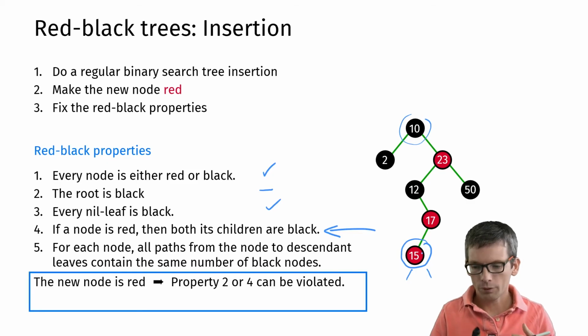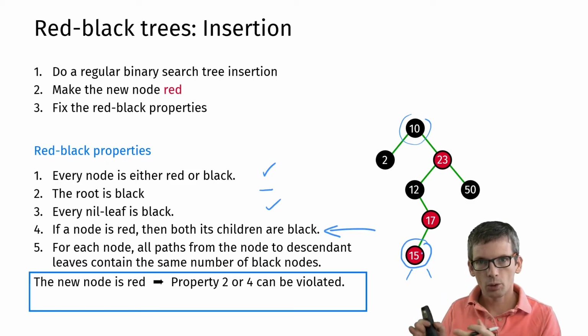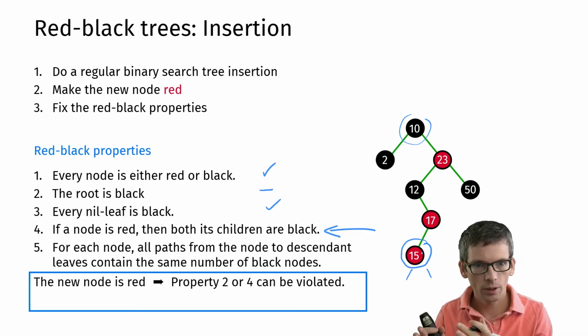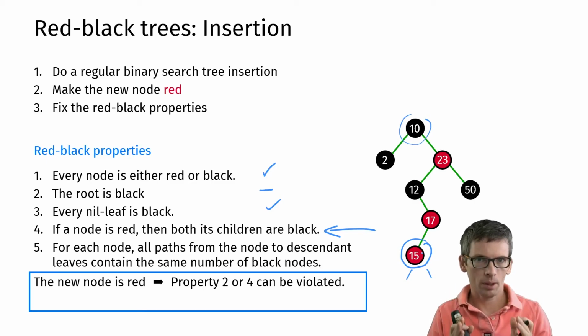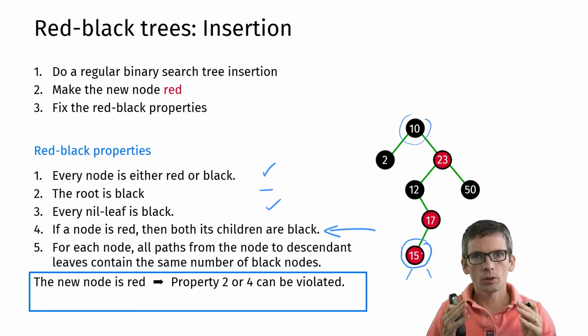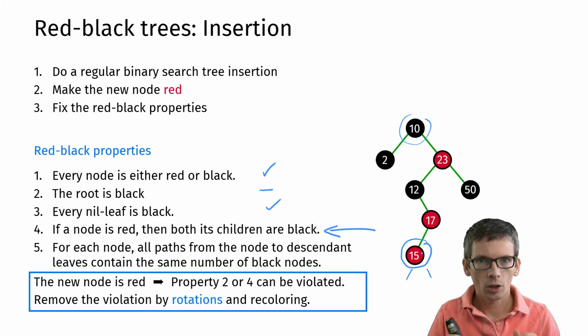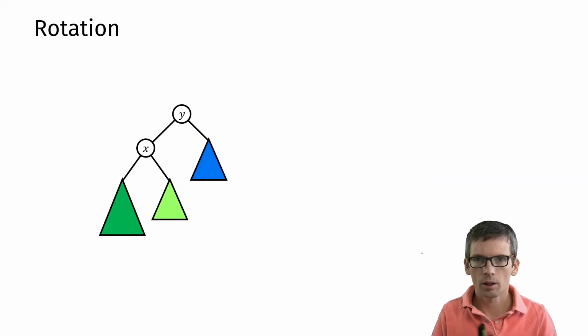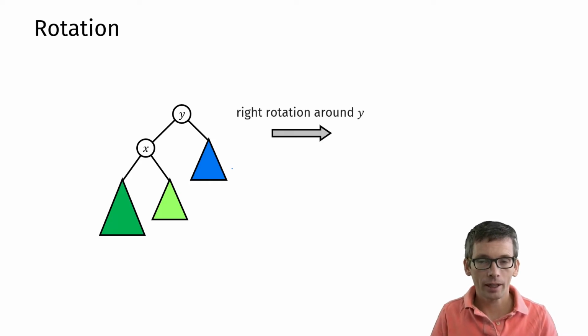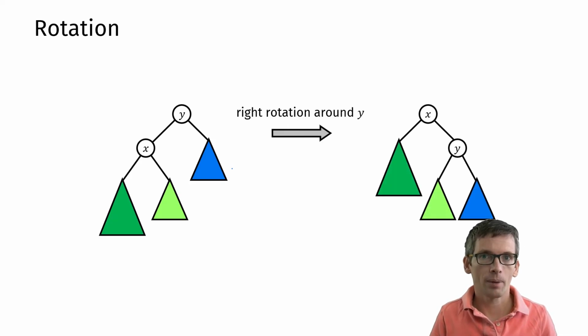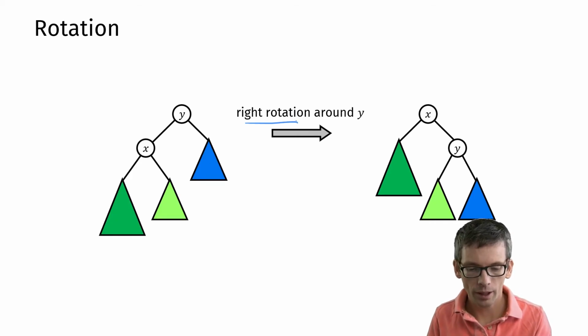So what we have to deal with is property 2 and 4, and in particular 4. I mean, 2 is easy, but 4 might be a problem. And the way we're going to do this is with so-called rotations and then also recoloring. So what is a rotation in a binary tree, in particular a binary search tree? Let's assume this is a valid binary search tree, then I can obtain a valid binary search tree with the same keys in the following way, and this is called a right rotation.